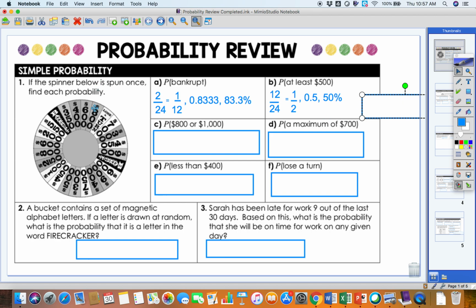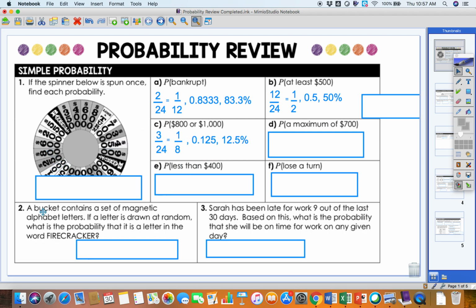With the probability of 800 or 1000, you have to count every space that is either 800 or 1000. So here we have an 800, so that's 1, and here we have an 800, that's 2, and here we have a 1000, that's 3. So that's 3 out of 24, which simplifies into 1/8, which is 125 thousandths, which is 12.5%.